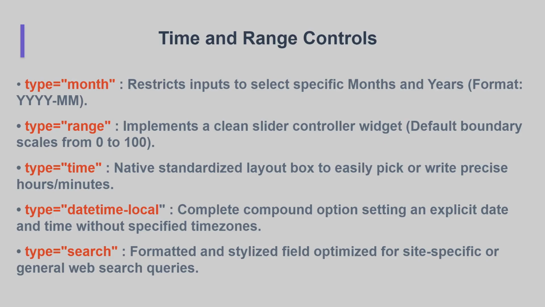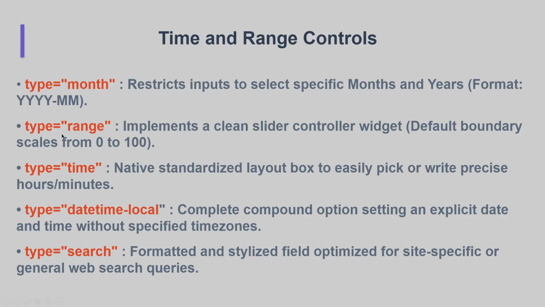In this slide, there are time and range controls. This slide introduces the controls used for selecting time and numeric ranges. The month input, type equal to month, allows the user to choose only the month and year. It is useful for selecting expiry dates or reporting periods.